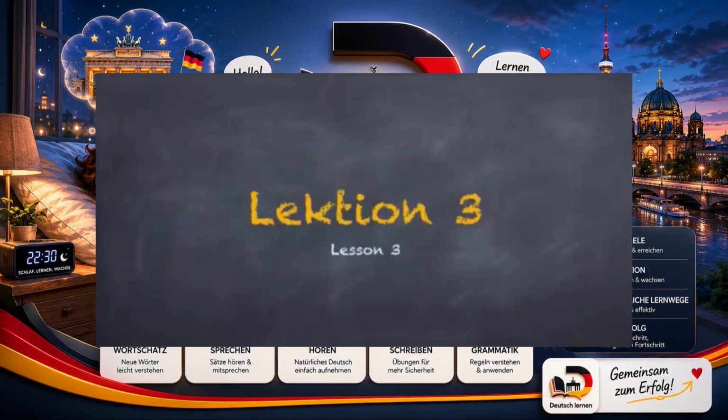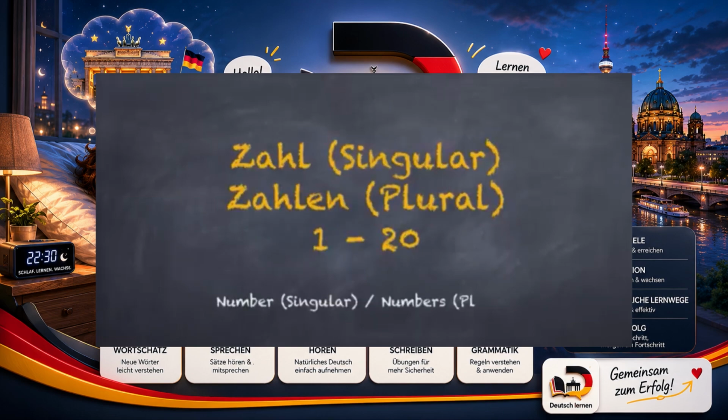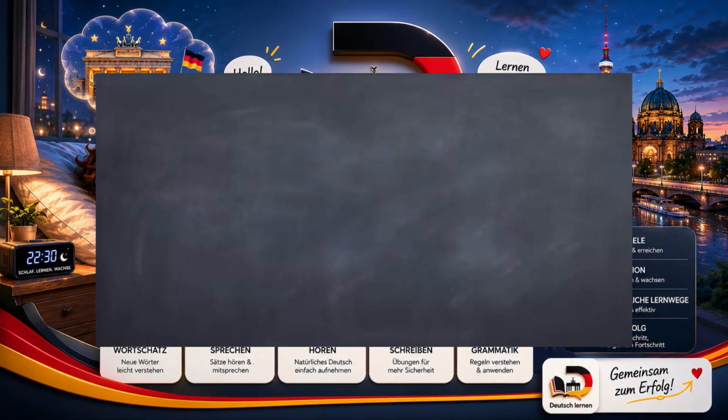Lektion 3. Once again, Lektion 3. Zahl. Once again, Zahl. Zahlen. Once again, Zahlen. Zahl is the singular form and Zahlen is the plural form. Remember, you have to listen and repeat. So, are you ready? Here we go.